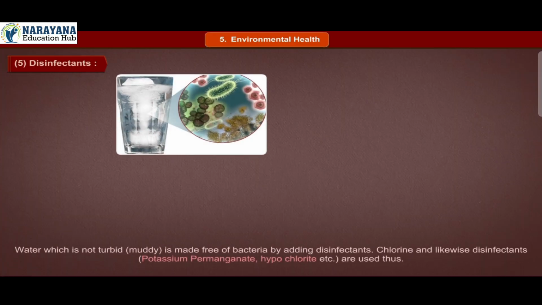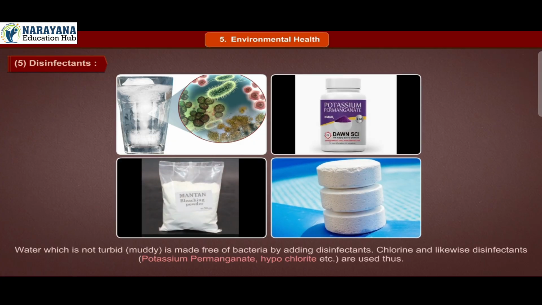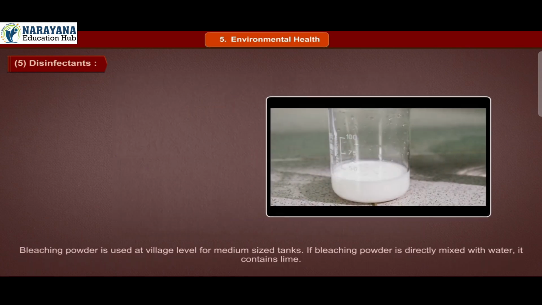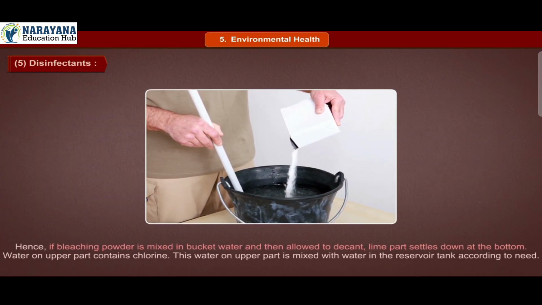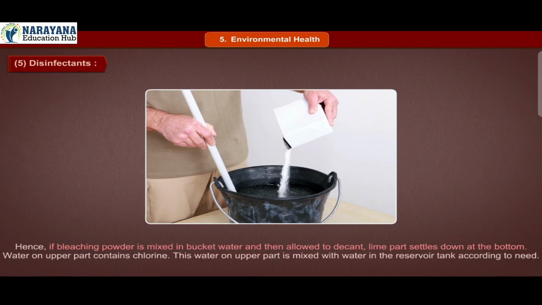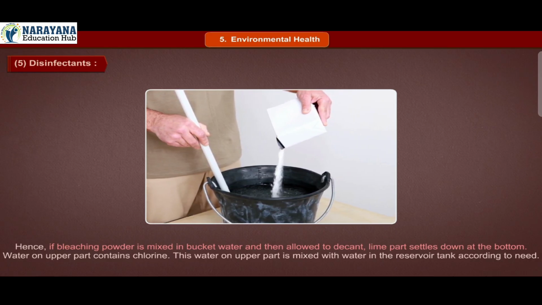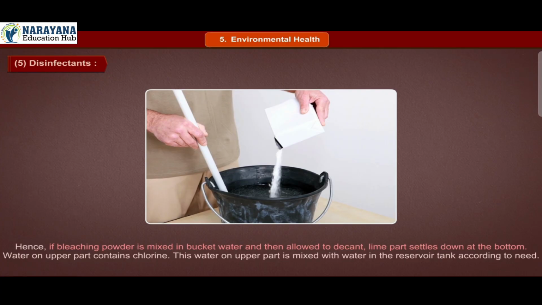5. Disinfectants. Water which is not turbid, meaning muddy, is made free of bacteria by adding disinfectants. Chlorine and likewise disinfectants, meaning potassium permanganate, hypochlorite, etc. are used thus. Bleaching powder is used at village level for medium-sized tanks. If bleaching powder is directly mixed with water, it contains lime. Hence, if bleaching powder is mixed in bucket water and then allowed to decant, lime parts settle down at the bottom. Water on the upper part contains chlorine. This water on the upper part is mixed with water in the reservoir tank according to need.